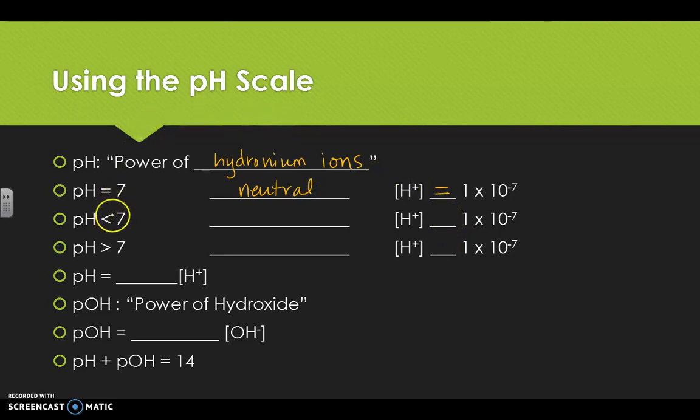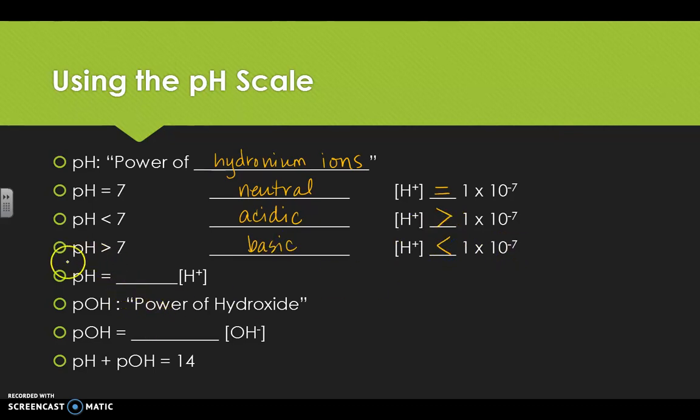If our pH is less than 7, it's going to be an acidic solution, and our hydrogen ion concentration is going to be greater than 1 times 10 to the negative 7th. When our pH is greater than 7, it is a basic solution, and our hydrogen ion concentration will be less than 1.0 times 10 to the negative 7th.